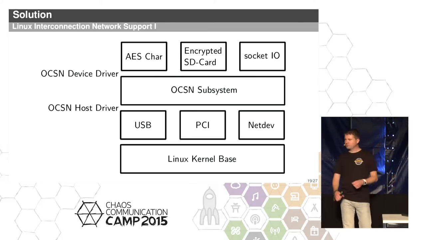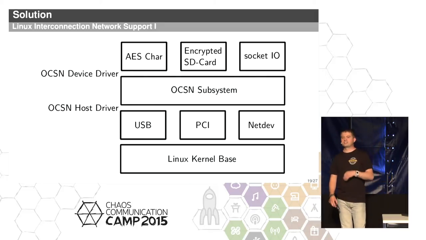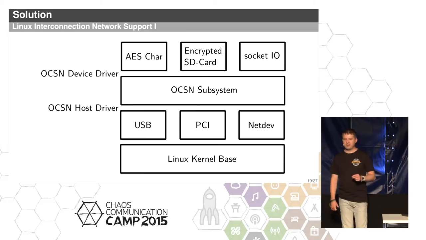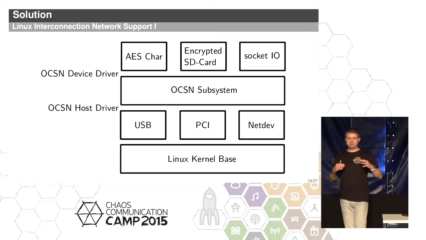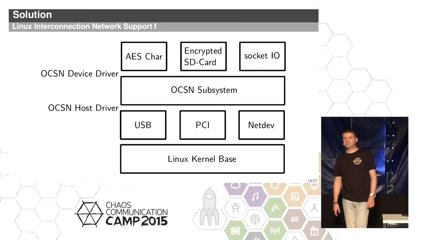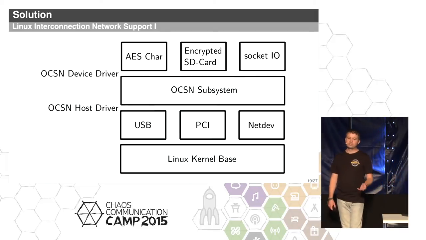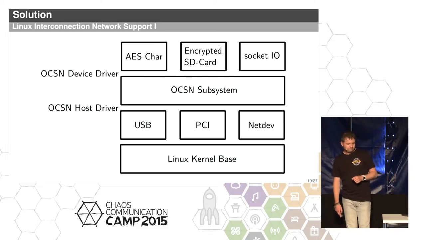subsystem. That means if you connect an FPGA with Ethernet to your PC, and there's a special packet from the FPGA coming in, the OCSN subsystem can identify this device as an OCSN bridge and can use Ethernet to communicate with it. These OCSN host drivers register themselves at the OCSN subsystem, and after that, you can just write, for example, device drivers for AES or for an encrypted SD card onto the FPGA to use this subsystem.